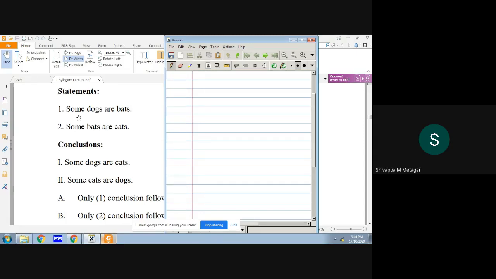See, statement number 1, some dogs are bats. This is the dog part. Some dogs are bats, some part only. A part of this one is overlapped. Second statement, some bats are cats. Okay, now we have drawn the Venn diagram based on the statements. Now we can go to the conclusion.